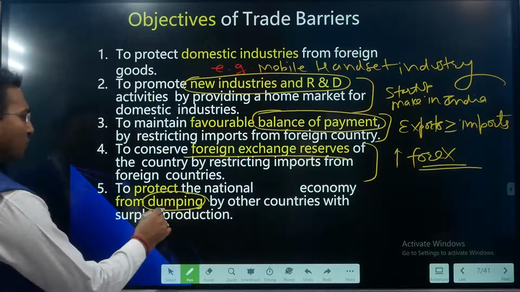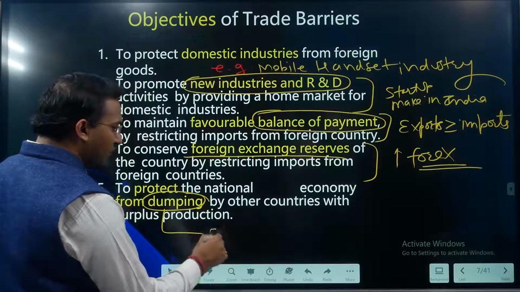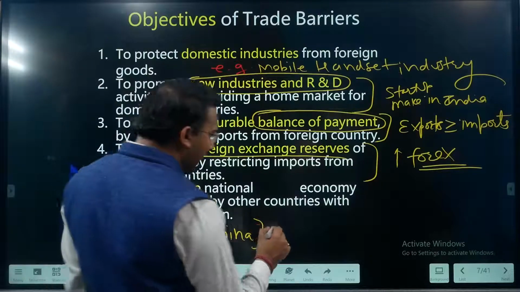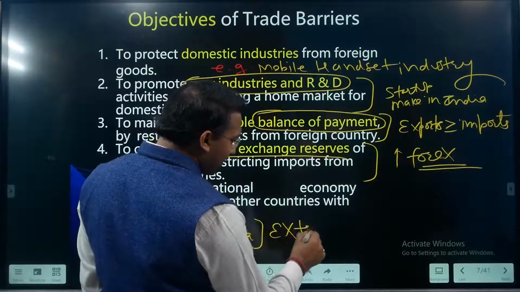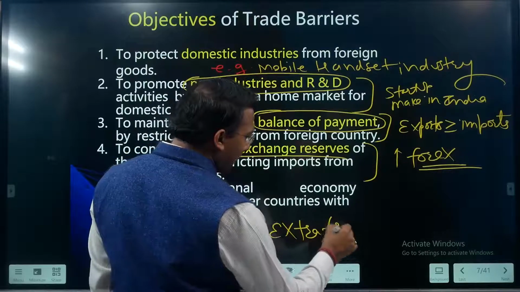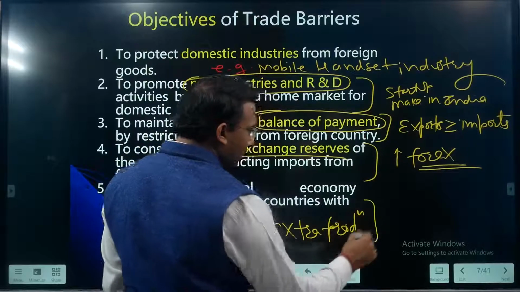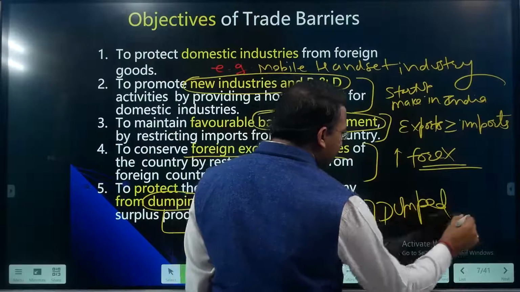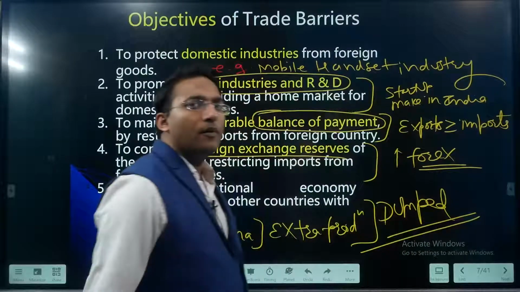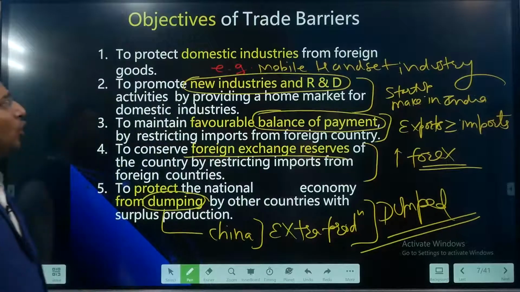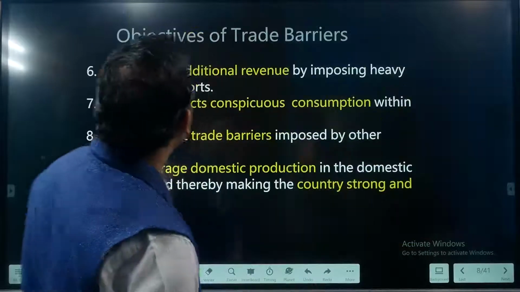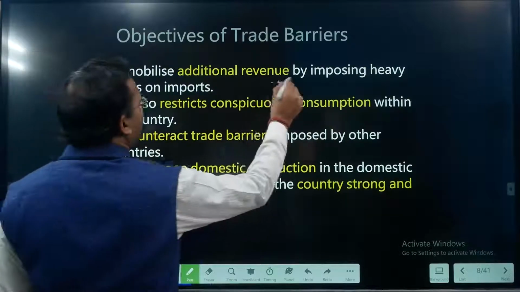So it is quite possible that some other countries, for example China, do some kind of extra production, and the extra production is dumped into India at a very low price. So to avoid this kind of situation, to avoid the dumping situation, we would like to put some kind of trade barriers to mobilize additional revenue, right?